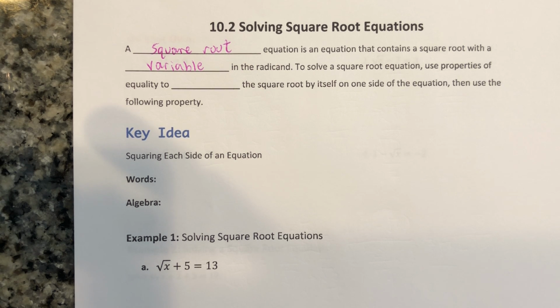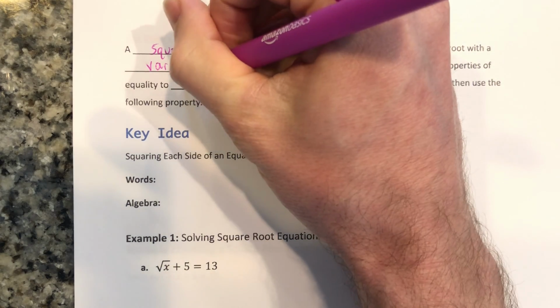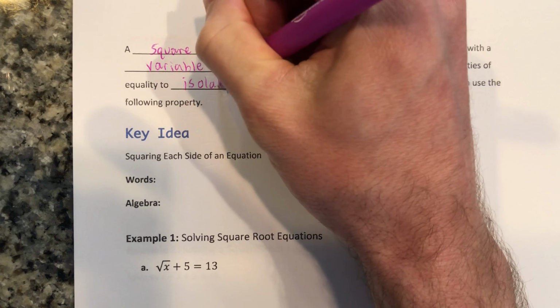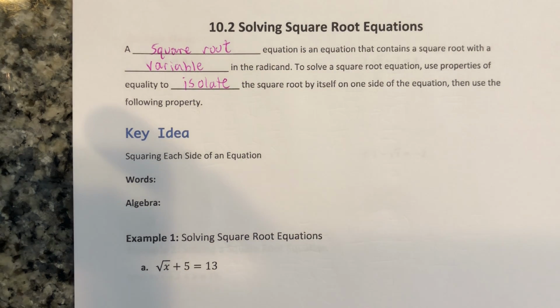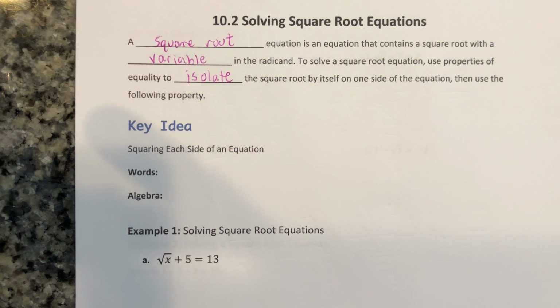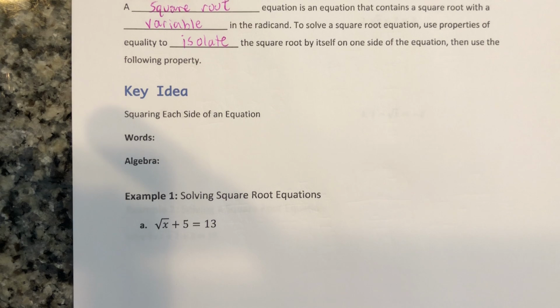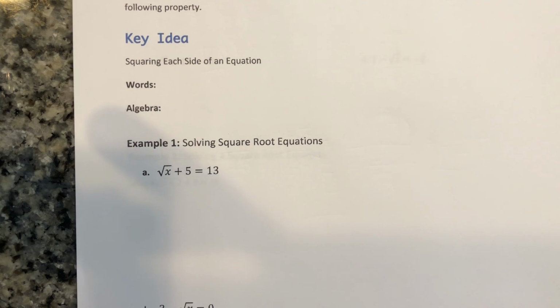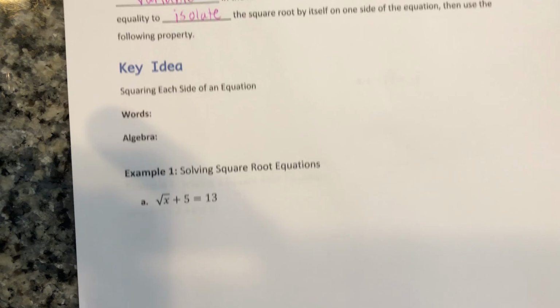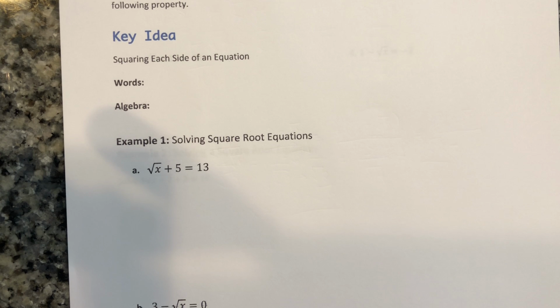To solve a square root equation, we need to use the properties of equality to isolate, which means get by itself, the square root by itself on one side of the equation, then use the following property. So we're going to use this property. And we did this just in 10.1. So that last example where I said we could use a graphing calculator or we could do it algebraically, we did this key idea. So here is the key idea.